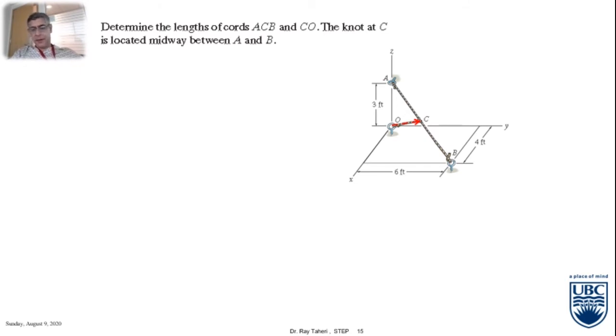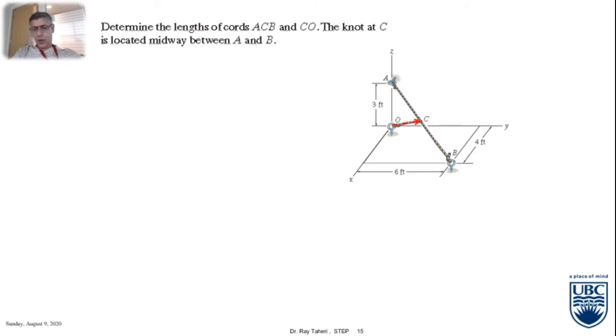Here is another interesting example. We have two points A and B, and there is another eye-hole bracket at point O. So there are three ropes here. We know that C is the midpoint between A and B, and the geometry is given here. The question is asking what is the length of AB and the length of OC.